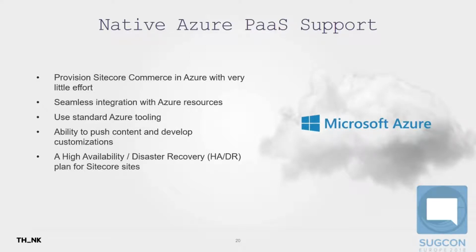And then the best bit is that natively, you can install it on Azure PaaS. Sitecore Commerce 9 supports out-of-the-box provisioning in the cloud with little effort. We are providing the ARM templates to help. We use the standard Azure tooling. And then you can push content and develop using a plugin-based architecture onto that. And this is all for high availability and disaster recovery for your website.